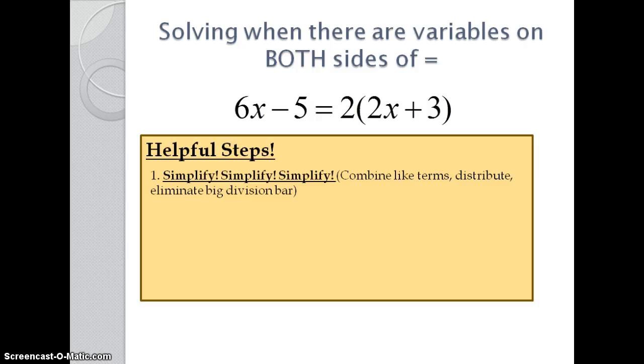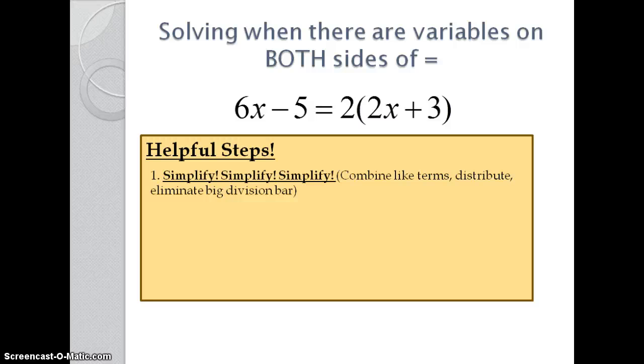Before you start solving and moving stuff across the equal sign, you always want to simplify. Simplify, simplify, simplify. Combine like terms. Look at the left-hand side of the equal sign. See if there's anything you can combine. Look at the right-hand side of the equal sign. See if there's anything you can combine. Do not try combining things across the equal sign. That is solving. That's a big no-no. That's not combining like terms, that is solving.